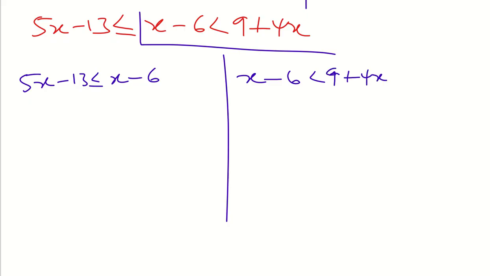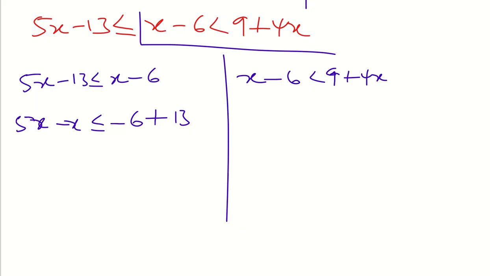Right, we solve. The values of x are set to one side, and the constants go to the other side. So we start with this section. The x values go to one side, so we have 5x minus x less than or equal to minus 6 plus 13. Negative 13 goes to the other side and becomes positive.